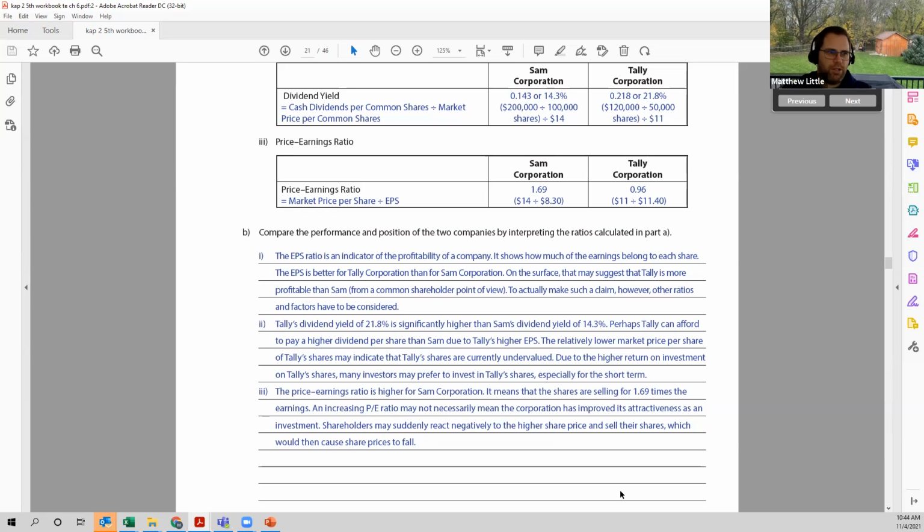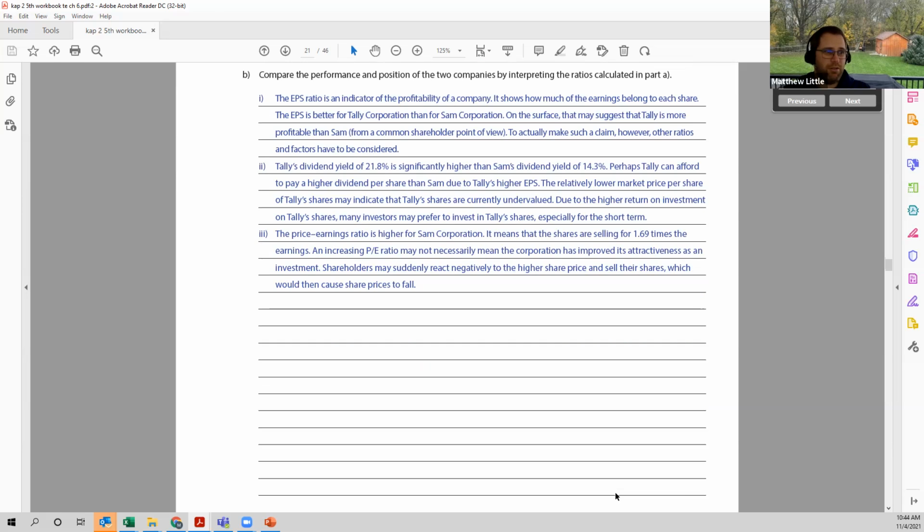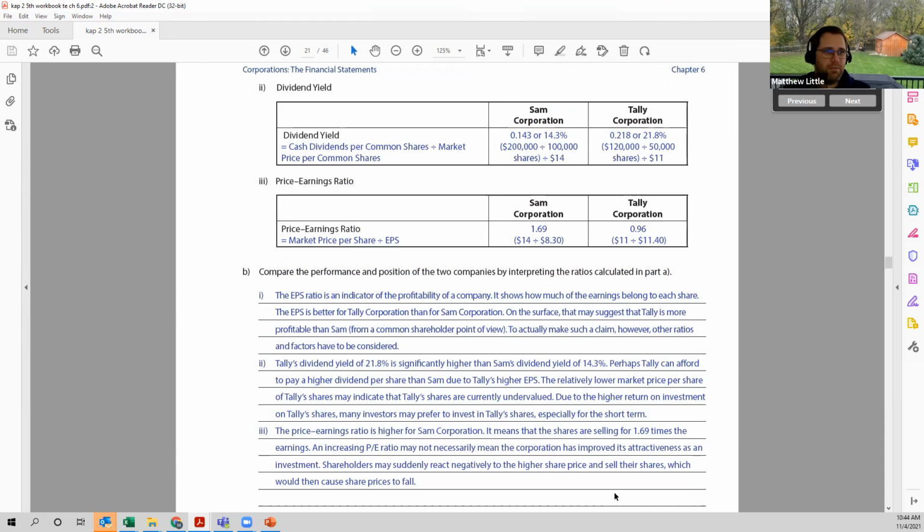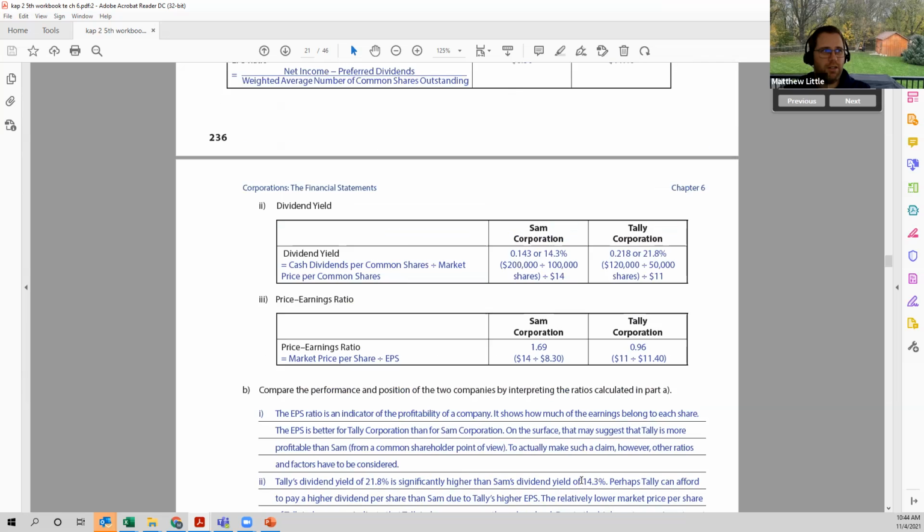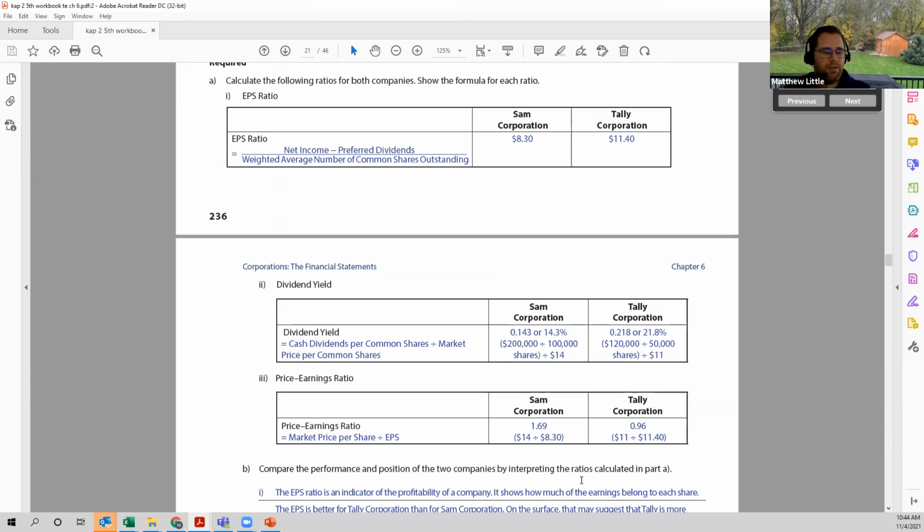Lastly, the price to earnings ratio is higher for Sam. It means that the shares are selling for 1.69 times the earnings. An increasing price to earnings ratio might not mean that it's more attractive. Shareholders might react negatively to a higher share price and sell their shares, which would cause those share prices to fall. So in my opinion, Tally seems to be the better one to invest in at this point: higher dividend yield, higher earnings per share, and the price to earnings ratio is closer to 1.